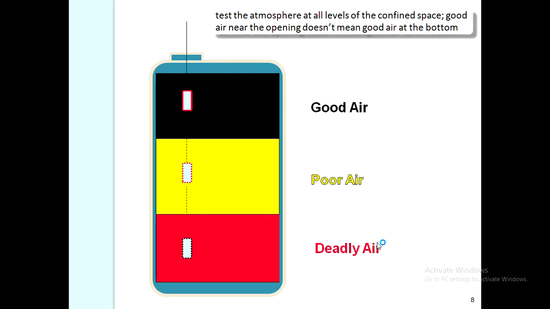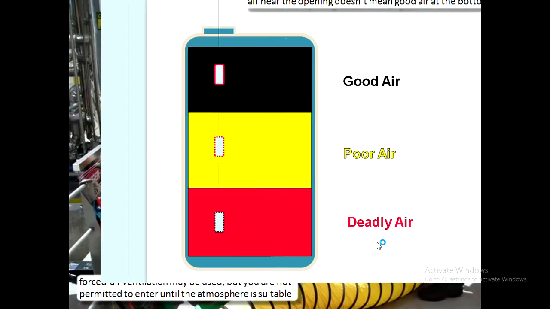That means there are three levels: black, yellow, and red. Black is good air, yellow is poor air, and red is deadly air.